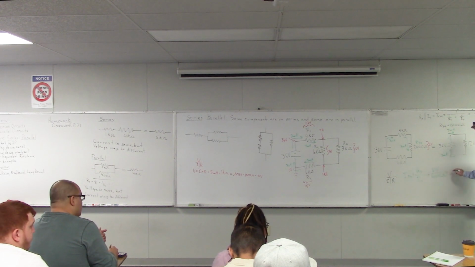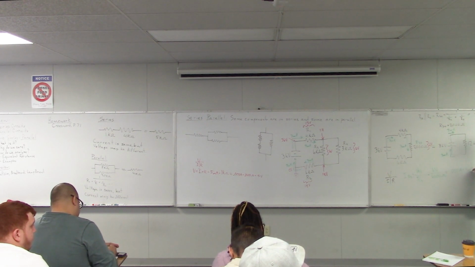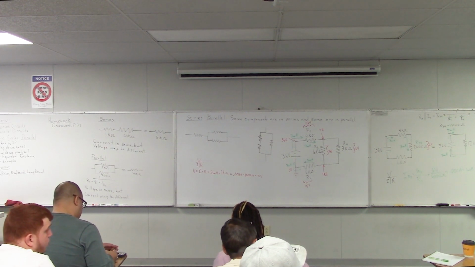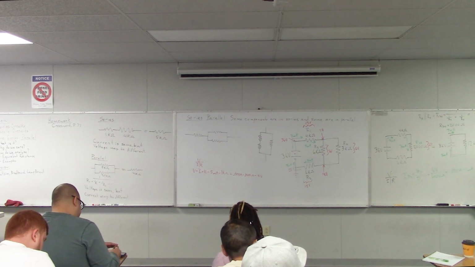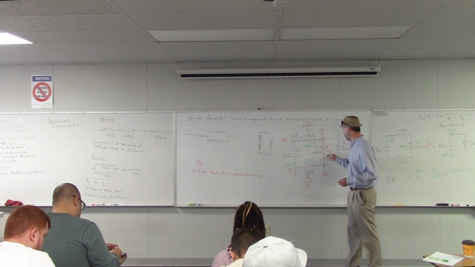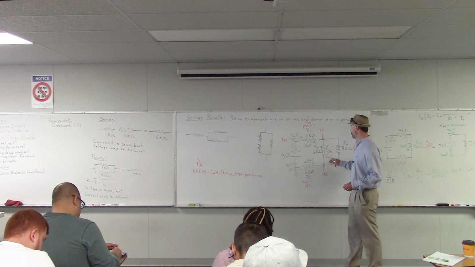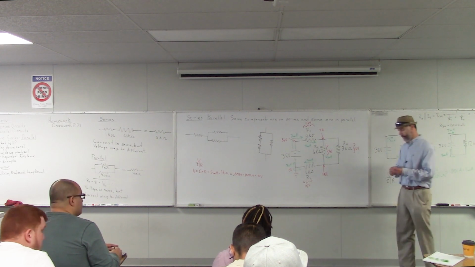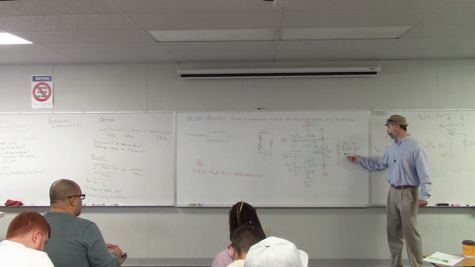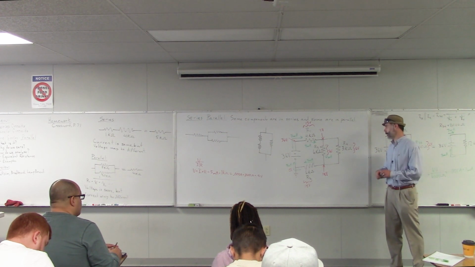So 6 volts over 6,000 ohms gives you 0.001 amps, which is 1 milliamp. So we have 1 milliamp flowing through R3 there. Again, we could do that same procedure with R4 because we know the voltage and the resistance, so we could use Ohm's law to figure that out.